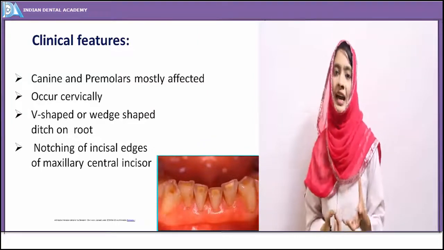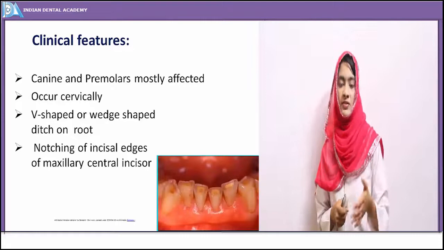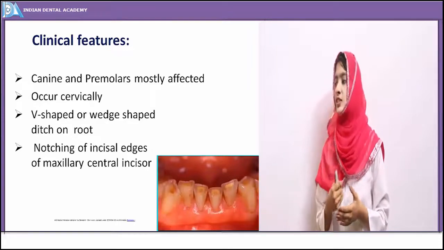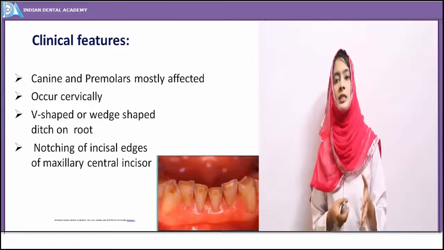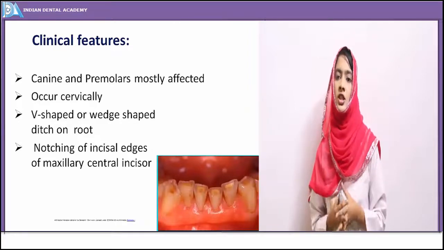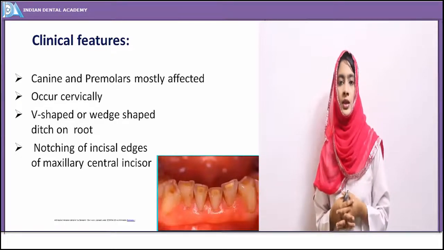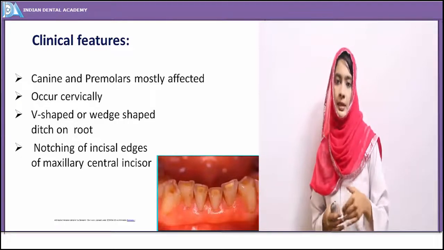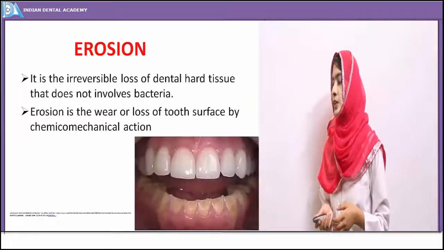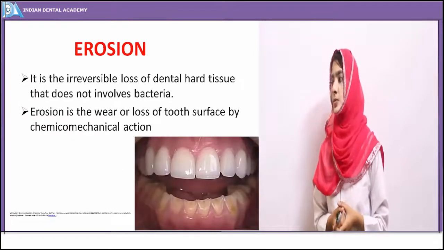Most commonly in the canines and premolars in the gingival area, wherever there is gingival recession, tooth surface loss may be seen. The abrasive tooth surface loss is in the form of a V shape or wedge shape defect, and the lesion appears to be wider in diameter than in depth. In the maxillary anterior teeth, just a notch or break of the incisal edges may be seen.